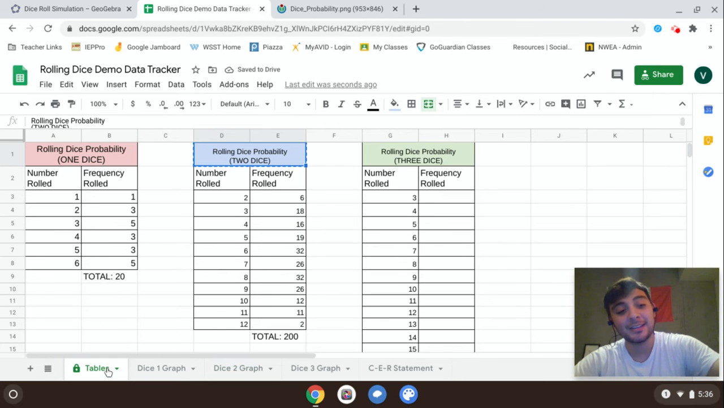Now let's go to the third one. Now we go from 2 dice to 3 dice. So now we're going to go to 3 dice. Now this one's also different.